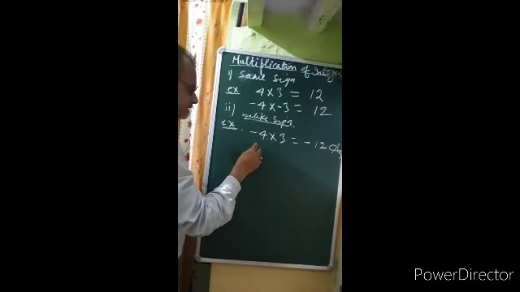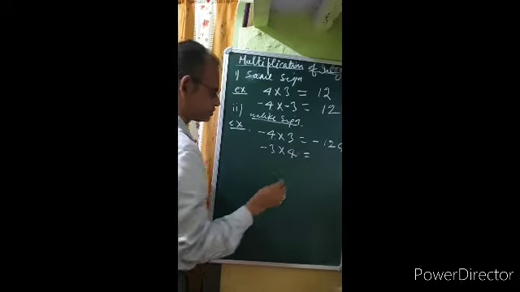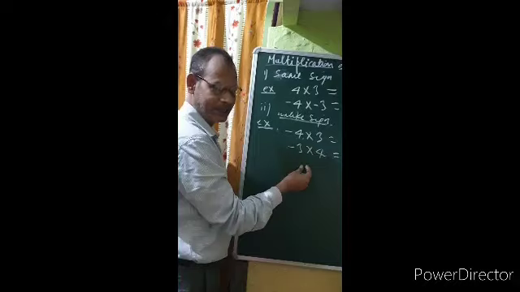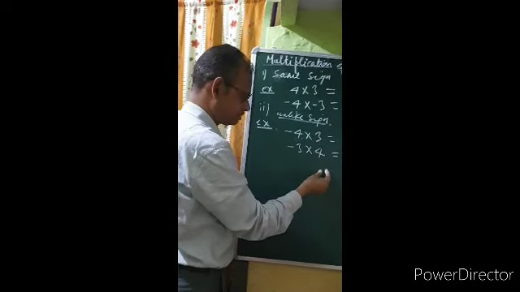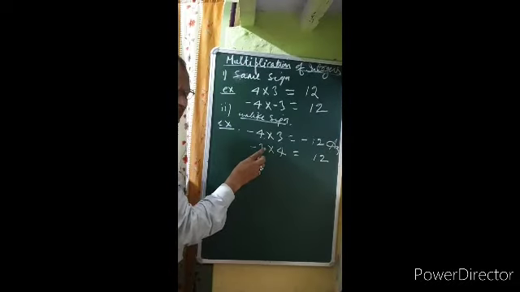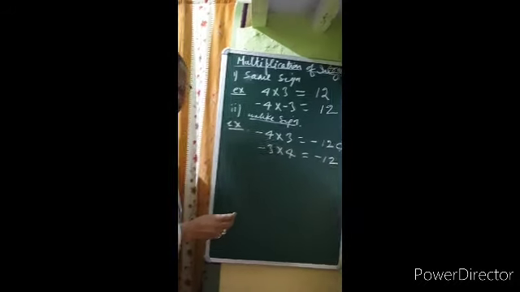Let us take another example, -3 into 4. Here also, we will take the integral value of -3 as 3 and the integral value of this as 4. So 3 4s are 12. The answer will be 12, but we will put a negative sign because the two integers are of opposite sign.